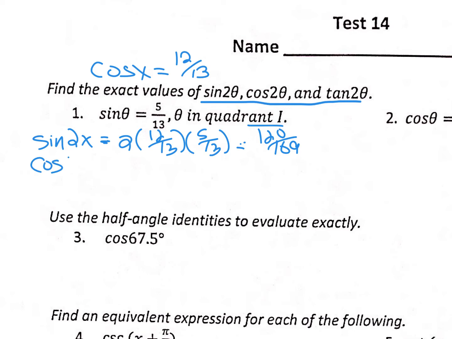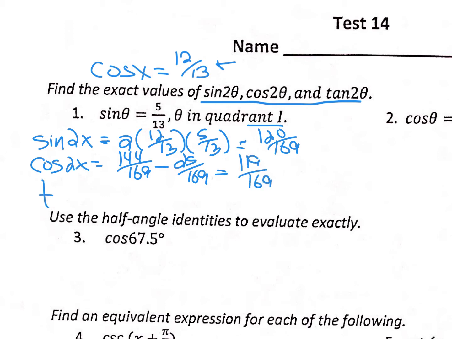Then when I do cosine 2x or 2 theta, you have 3 options of what to use there. I'm going to do the one that says cosine squared minus sine squared. If I do cosine squared, which is 12 13ths, that's 144 over 169, minus sine squared, which is 25 over 169, and that's going to equal 119 over 169.